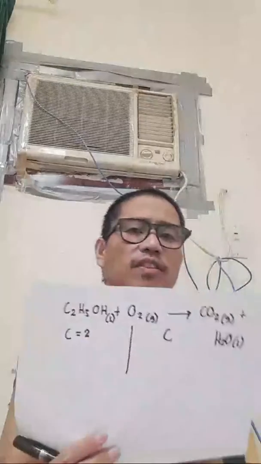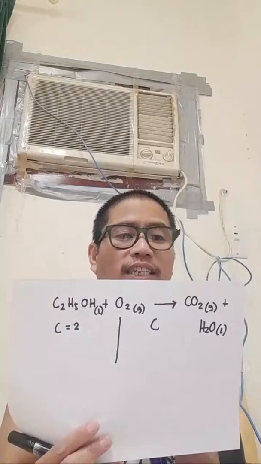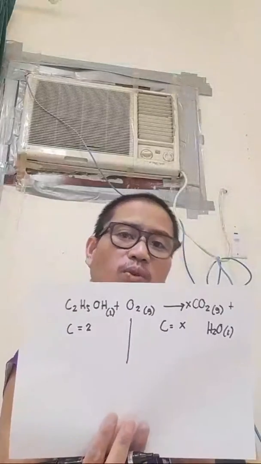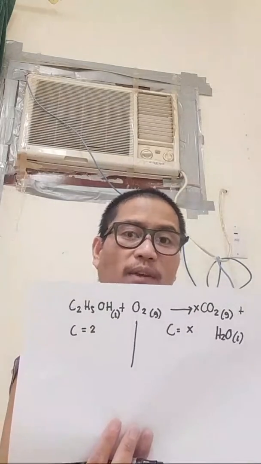Okay, carbon is 2, and we don't have carbon on the other side. If we don't have carbon on the other side, let X be the number of moles of carbon on the other side. So that is X times CO2, just like algebra. So we assume this is in an equilibrium stage. That's why we said X is just equal to 2, because we are assuming that this is an equilibrium stage during the chemical reaction.